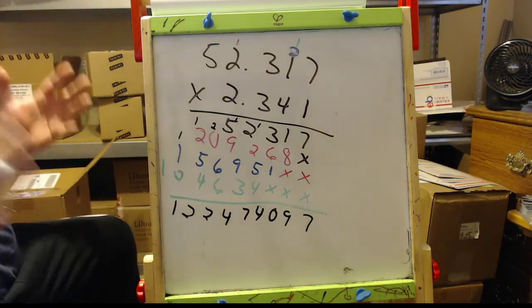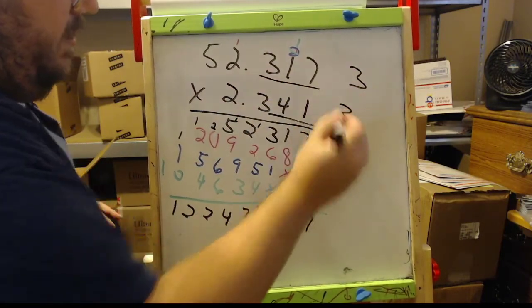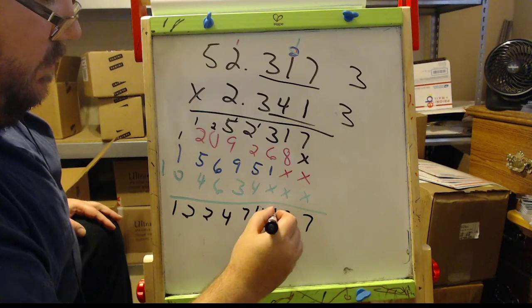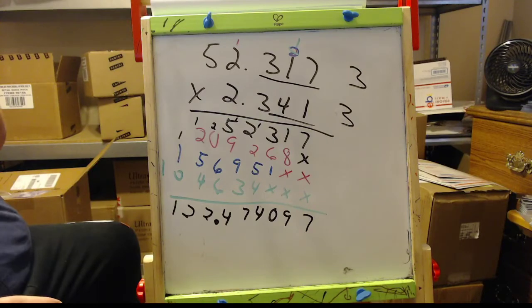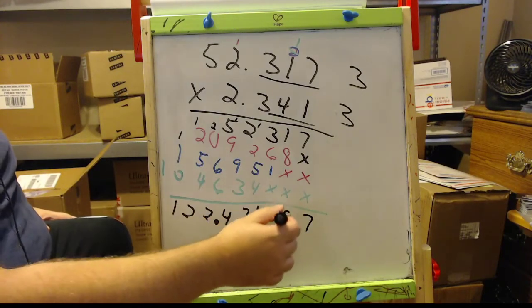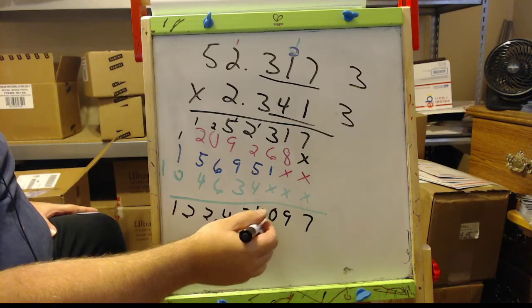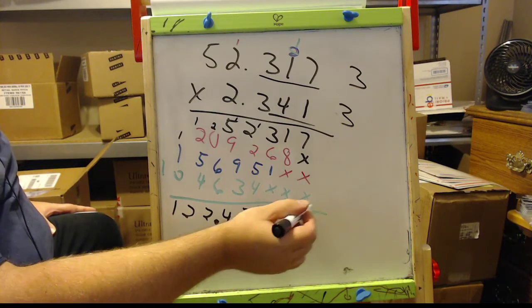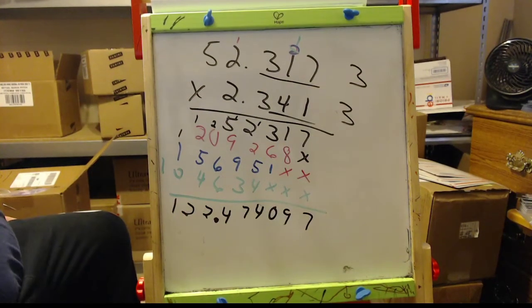Okay, so we did this big long problem. Now, how many decimal places do I have? I got 3 here. I got 3 here. I got to move 6. 1, 2, 3, 4, 5, 6. 122.474097. And in case you're wondering, this is the tens, the hundreds, the thousands, the 10,000s, the 100,000s, the millions. So this would be a 122, okay, and 474,097 millionths. Okay.